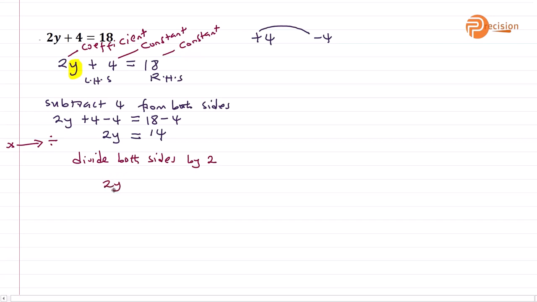So 2y over 2 is equal to 14 over 2. Cancel out here, then y stands alone. 14 divided by 2 is 7, and that is our answer. Okay, let's check here. If y is 7, 2 times 7 is 14 plus 4 is equal to 18. Makes sense, and that's correct. So it's actually easy. Let's go to the next question.